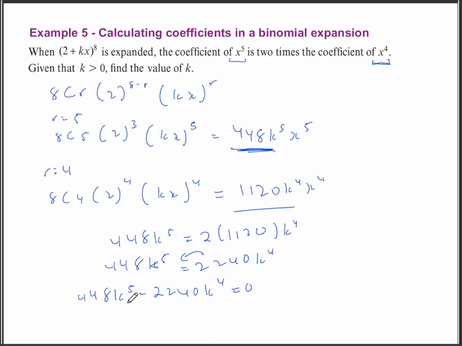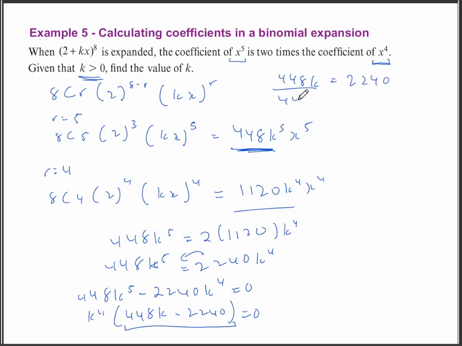Then what we can do here to solve this is a hard one because it's something we haven't seen before. So what we can do is just factorize k power 4, giving 448k minus 2240 equals 0. Then what you're solving is this thing right here. So either k power 4 equals 0, not possible because it said k is greater than 0. So we'll do 448k is equal to 2240, divided by 448. We get a value of k to be 5. And that's going to be the value of k for when the coefficient of x power 5 is 2 times the coefficient of x power 4.